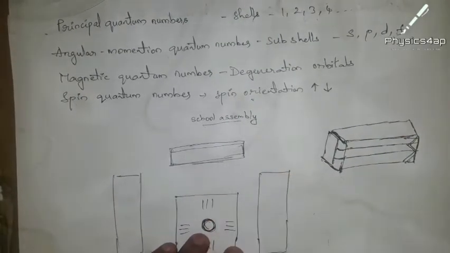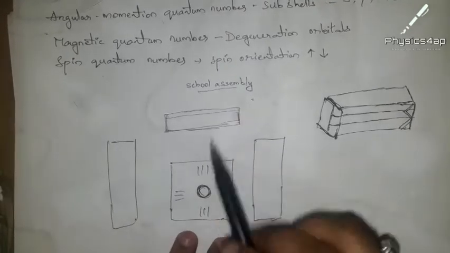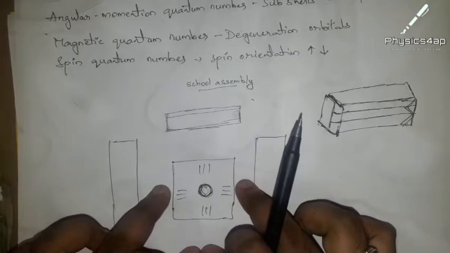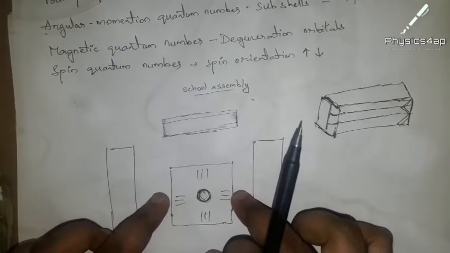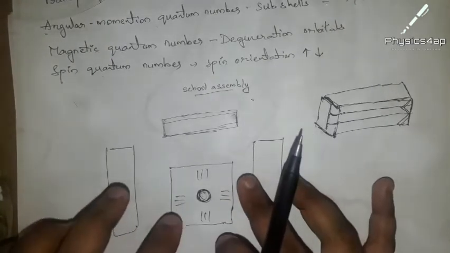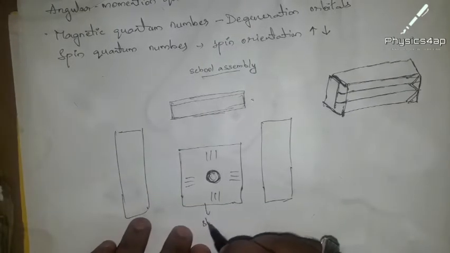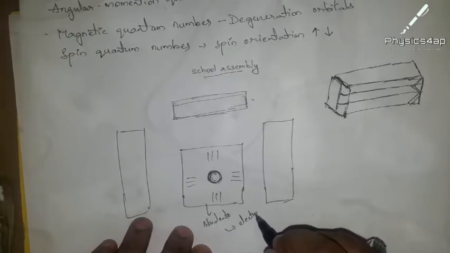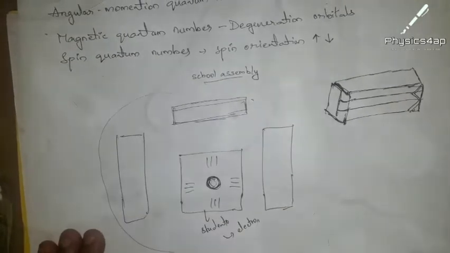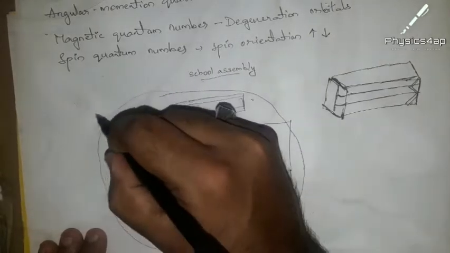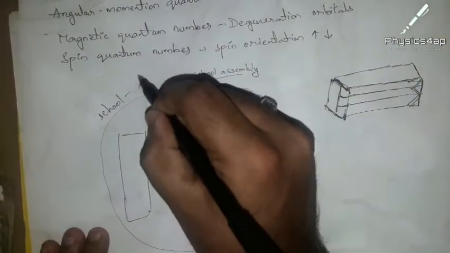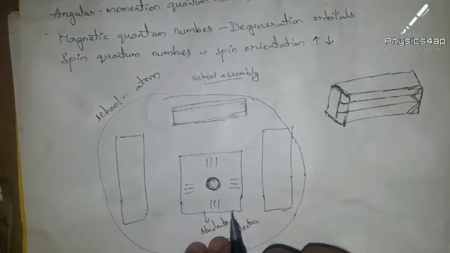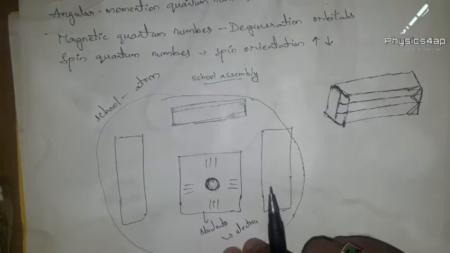Now consider your school assembly. In a school assembly, we have the center of the assembly and all the students gather here. Now consider that all you students are taken as the electrons. So all students are nothing but the electrons in an atom. This is the complete school. The complete school is considered to be an atom, and you students are considered to be the electrons.